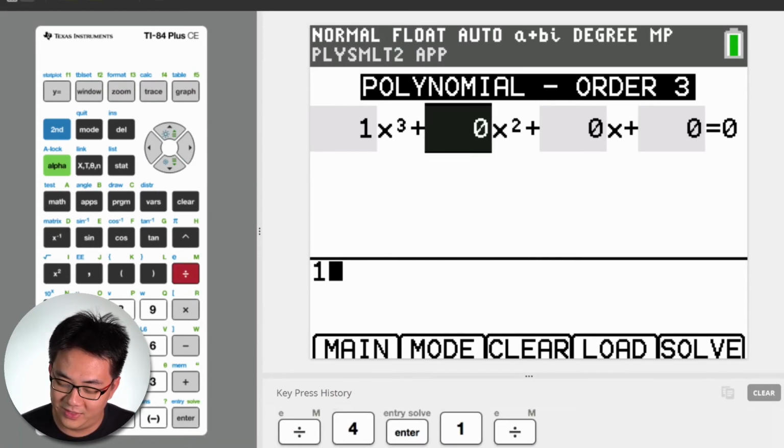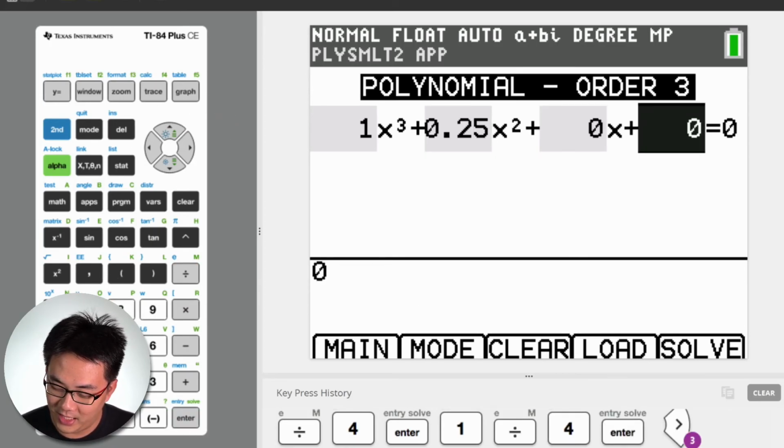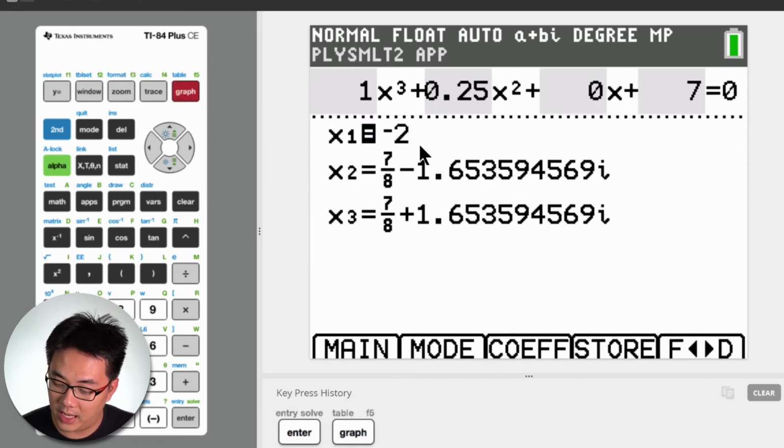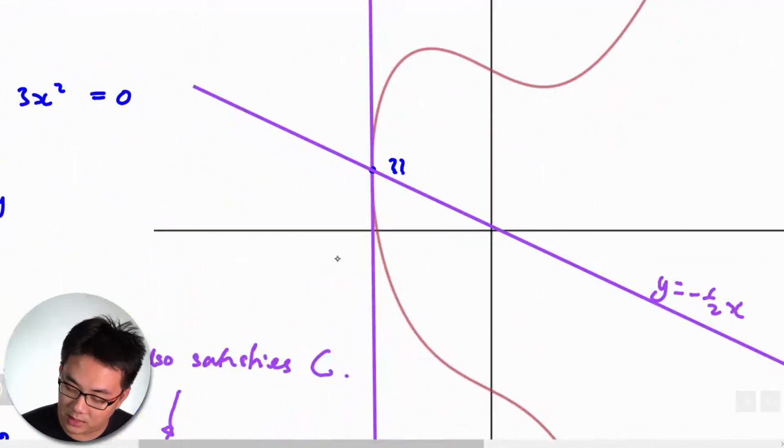I hate this. This is so annoying. 7. Okay, so you solve it. Actually you don't really care. There you go, x equals minus 2. So it makes sense. You get x equals minus 2, right?